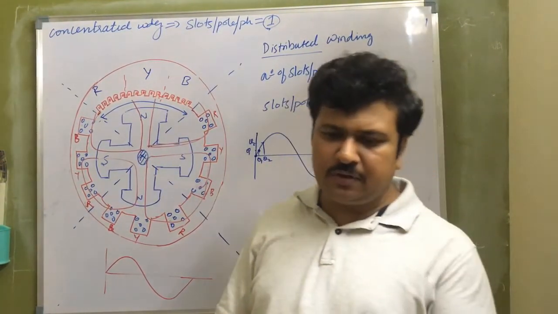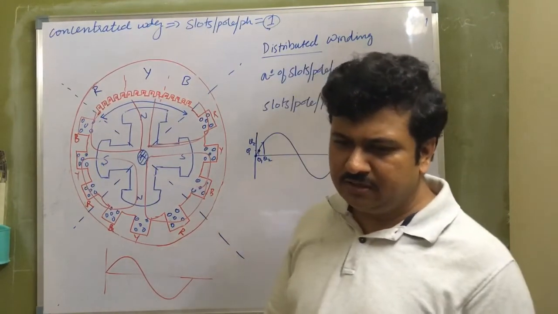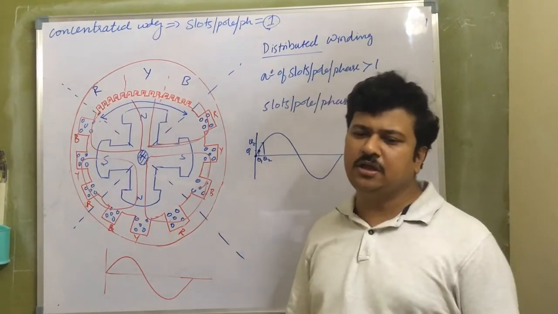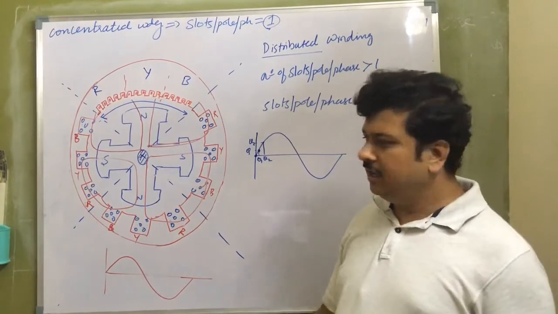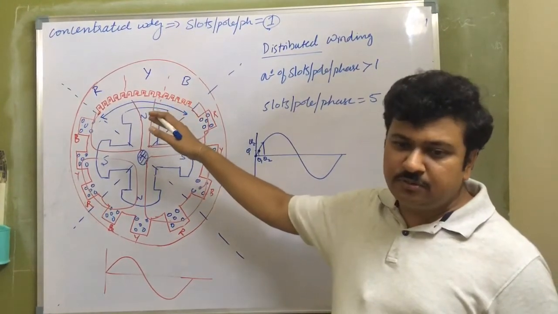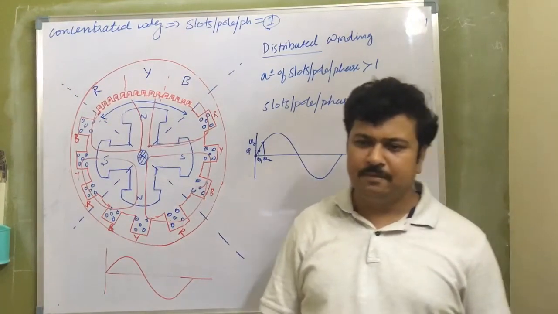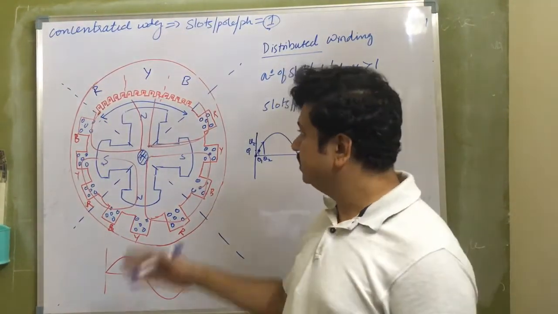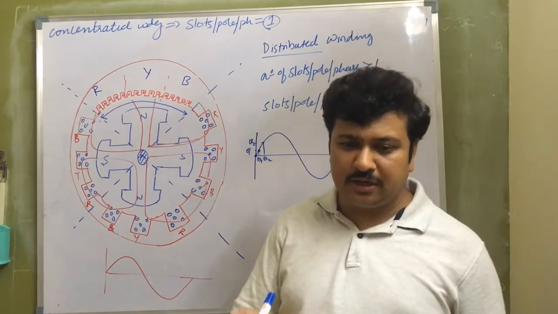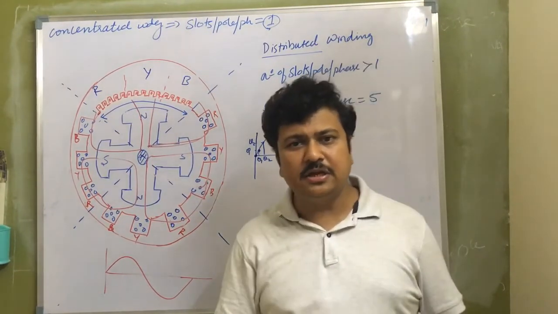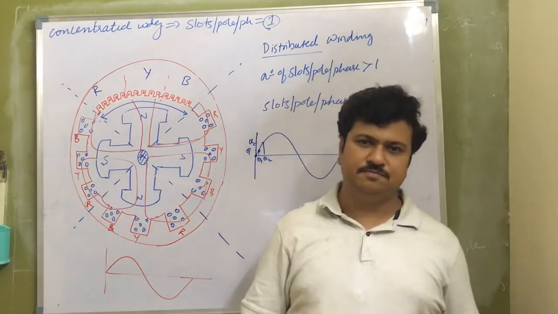Okay, because the EMF equation I obtained so far is the EMF equation of a concentrated winding voltage generated. I did not take care of distribution of winding in the EMF equation as of now. So the effect of this distribution of winding has to be taken into account by considering the distribution factor.